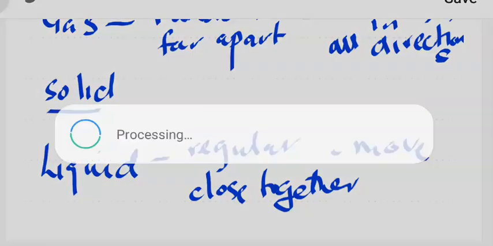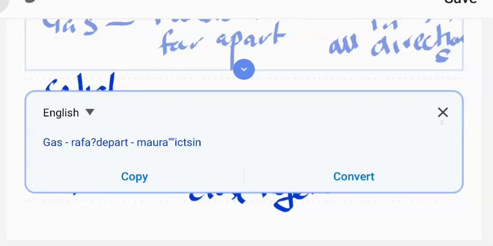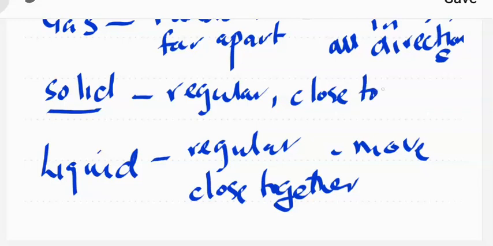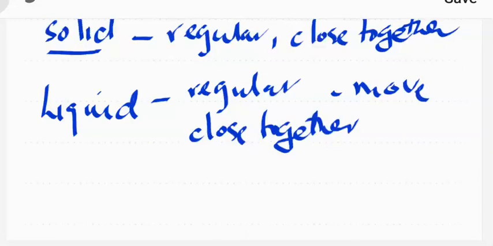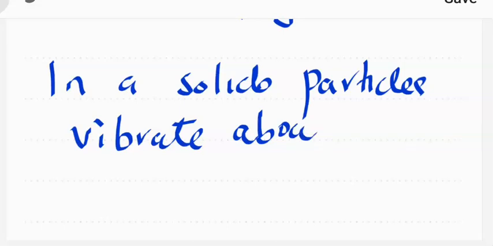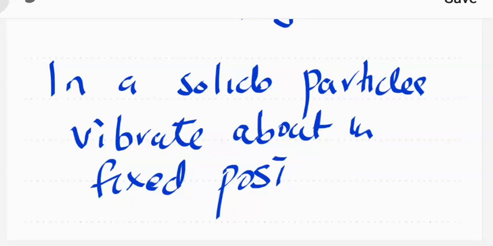In a solid, the arrangement is regular. Particles are close together, and in a solid, particles vibrate about in fixed positions. Very important point.